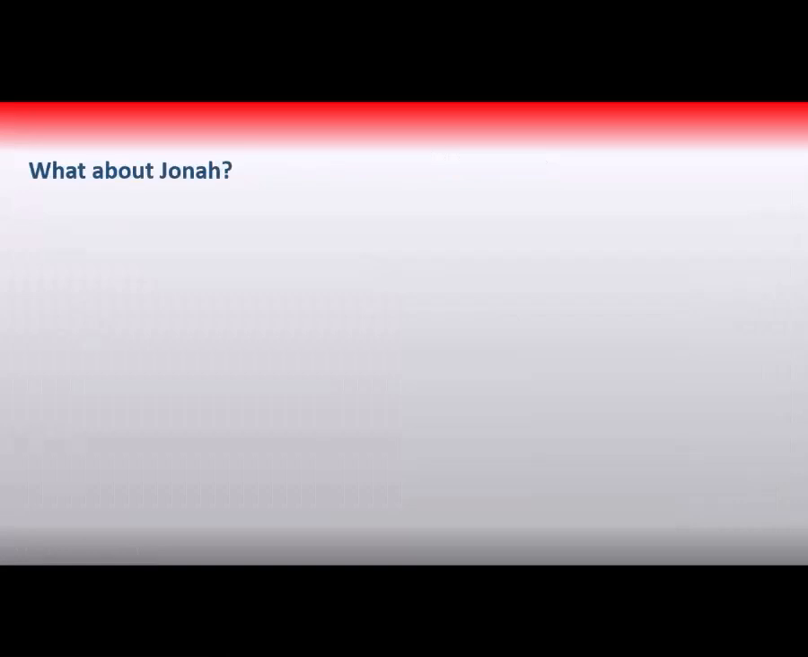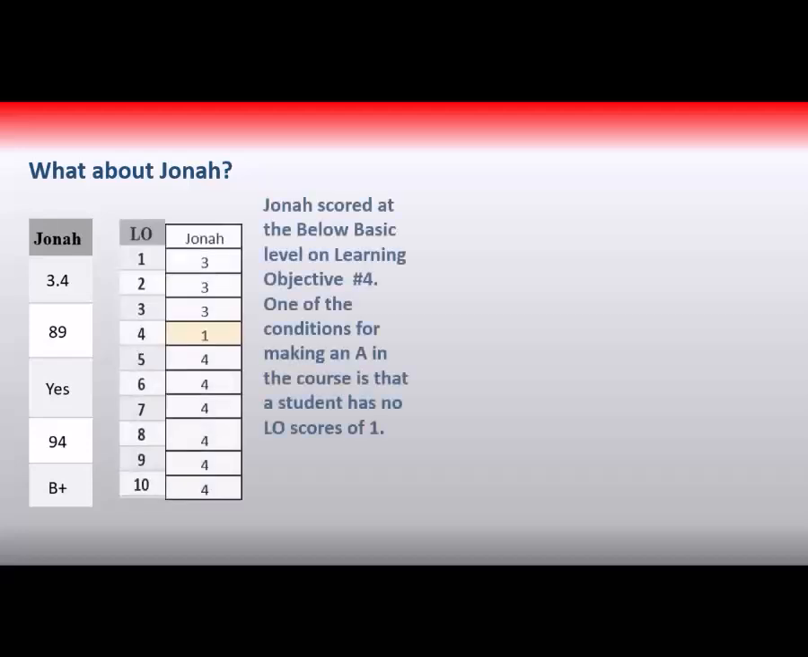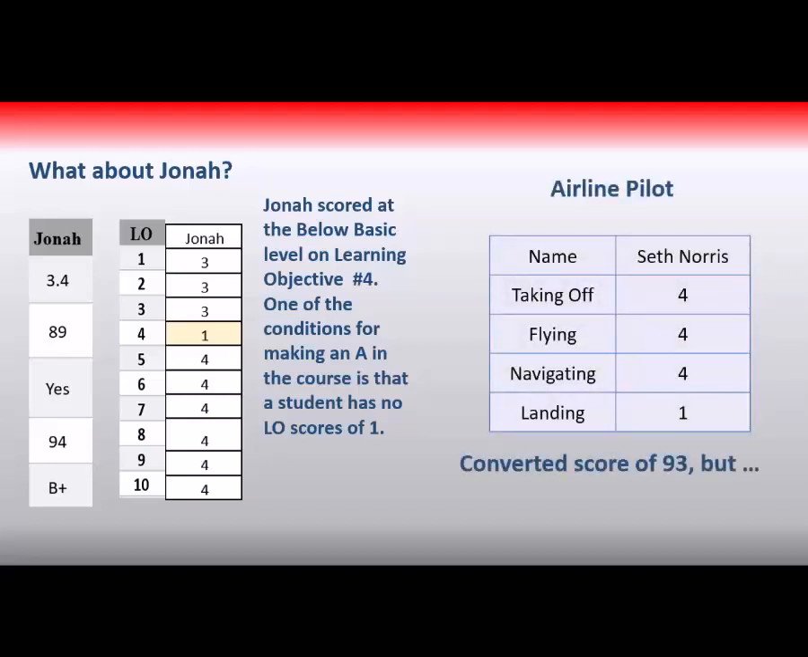But you might ask, what about Jonah? According to his score, he had a 94, and that should be an A. But if you recall, you cannot have a 1 or lower on any of the learning objectives in order to get an A. And Jonah scored a 1 on learning objective 4, which means he could not score an A in AP Physics. Perhaps we should think about this like an airline pilot.